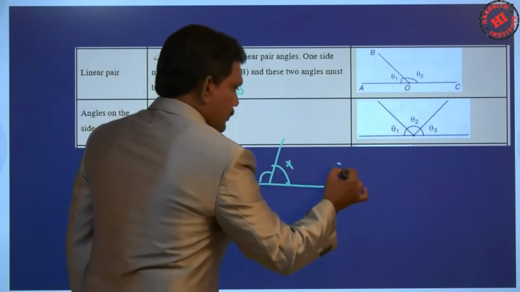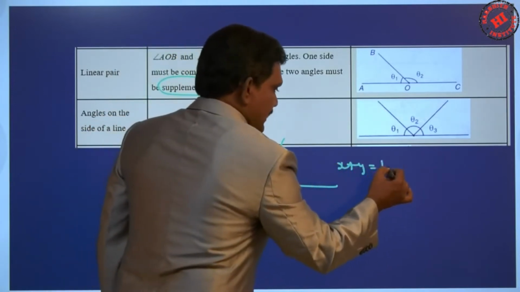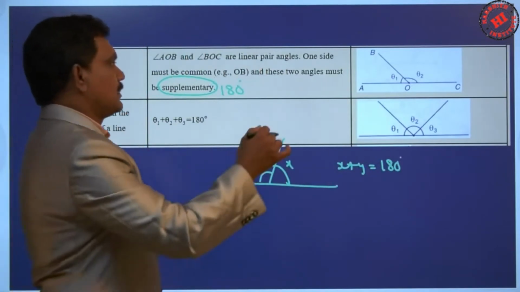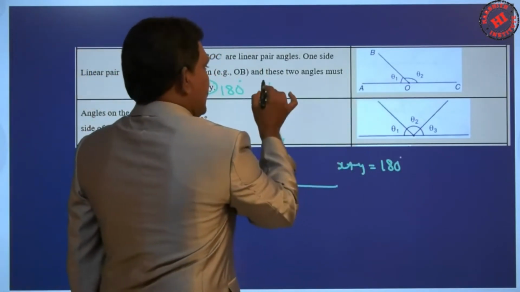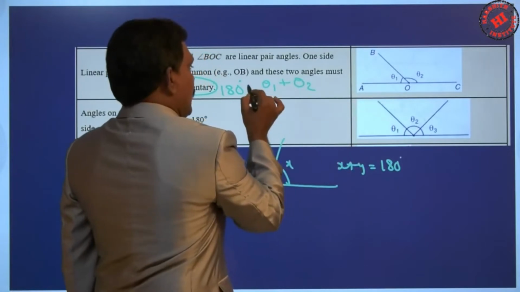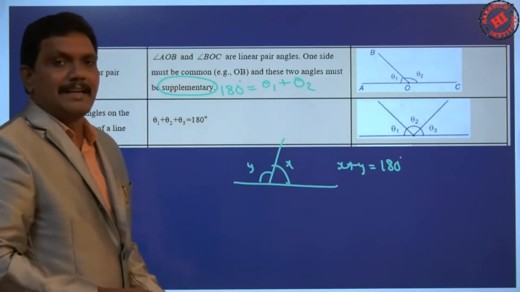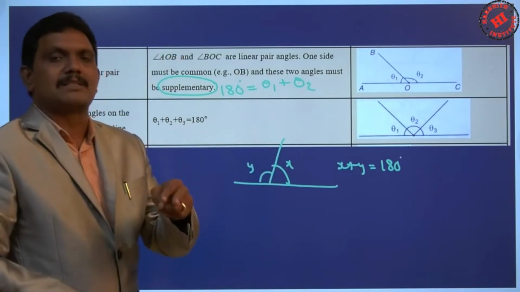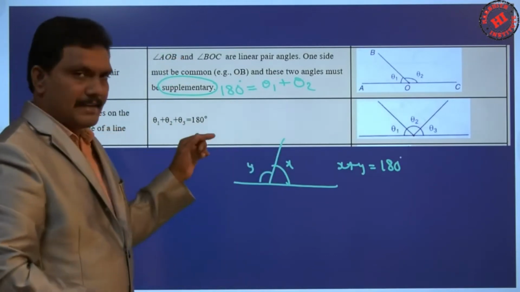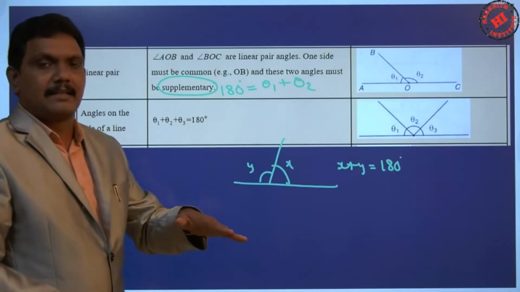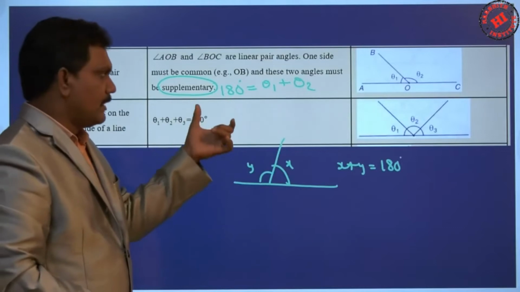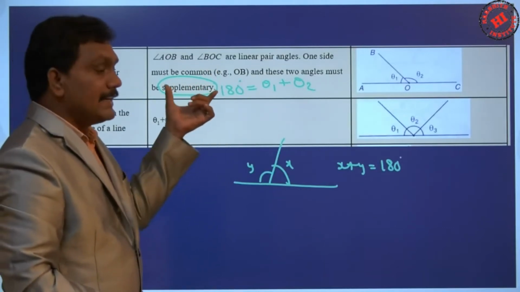Therefore, the sum of the two angles x plus y is equal to 180 degrees. Here theta 1 plus theta 2 is equal to 180 degrees. A linear pair is nothing but two adjacent angles whose sum is 180, that is, supplementary. They are called a linear pair.